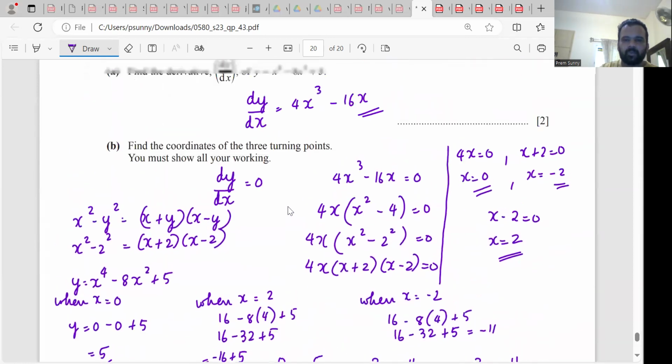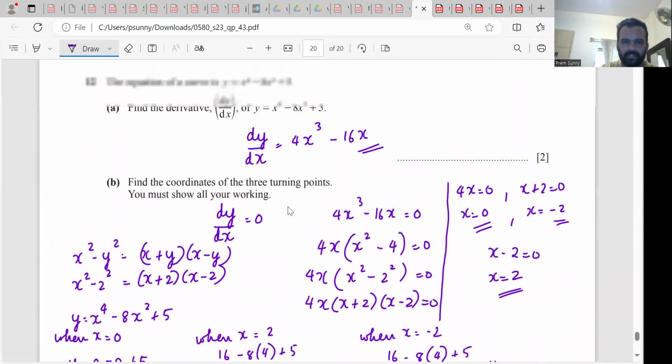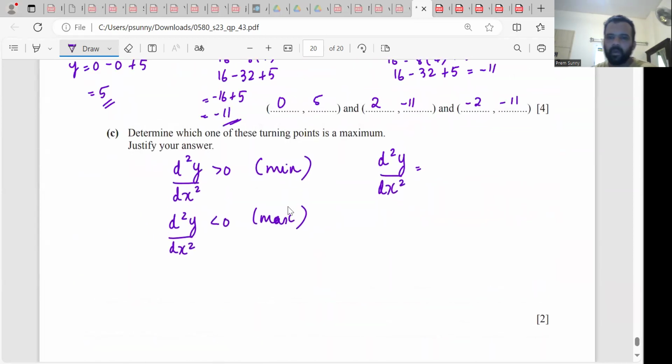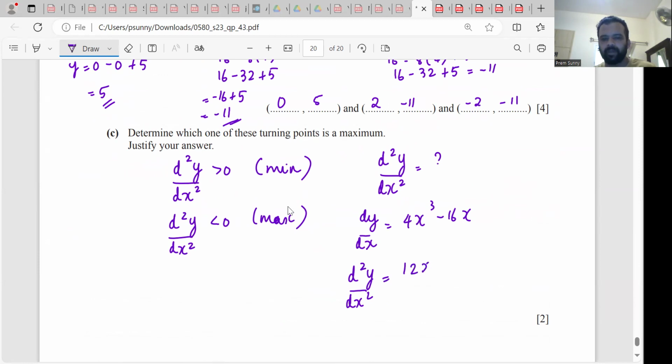Dy by dx was 4x cube minus 16x. Find the derivative of this, that will give us d square y by dx square. 4x cube derivative will be 12x square, minus 16x, the derivative will be 16. So 12x square minus 16.